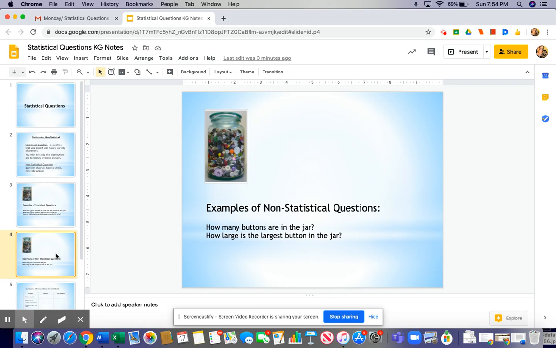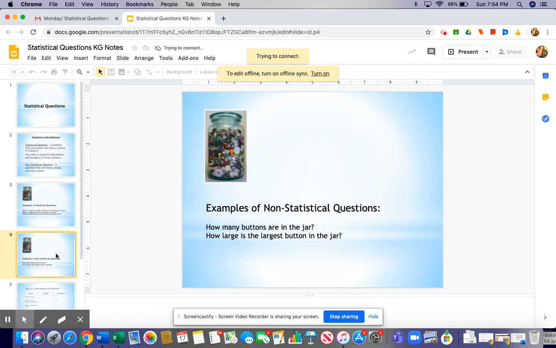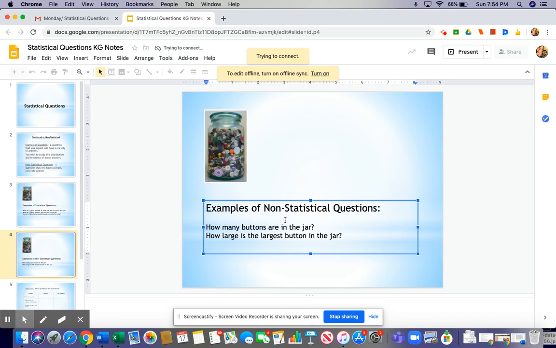So these are examples now of non-statistical questions. So these questions are going to have just a simple, to the point answer. So let's look at an example here. So, how many buttons are in the jar? You're going to have one answer. You count them up, that's it. How large is the largest button in the jar? You're only going to have one answer to that. You take the largest button, you measure it, and that's it.